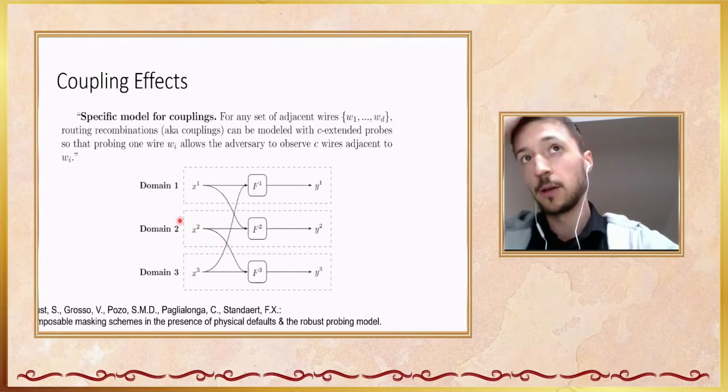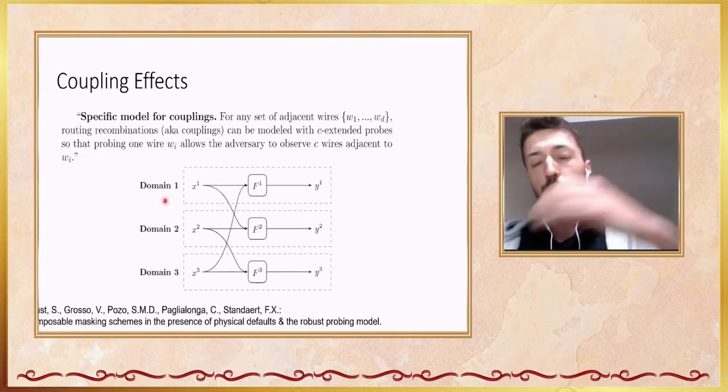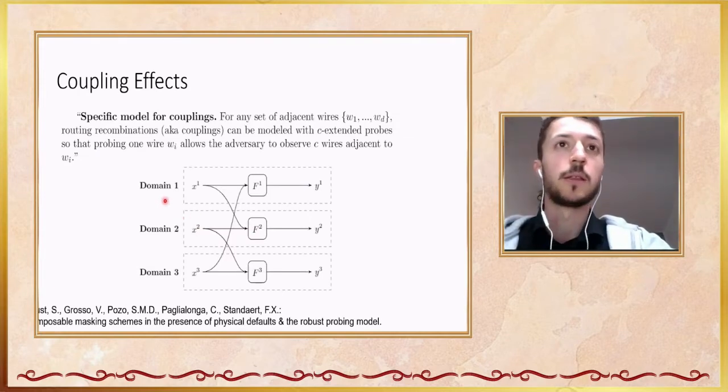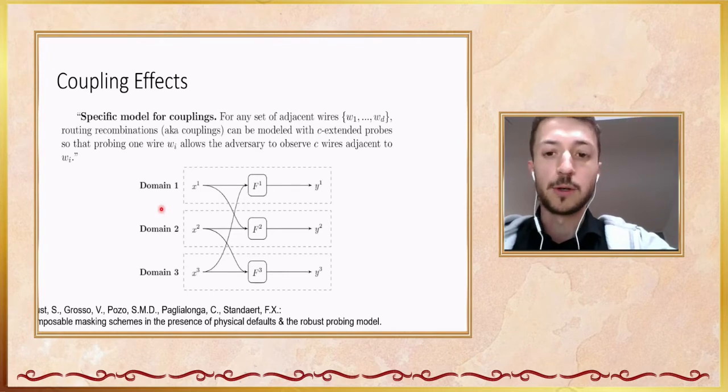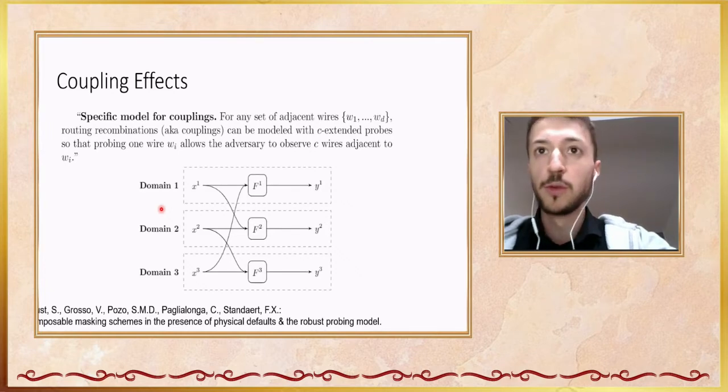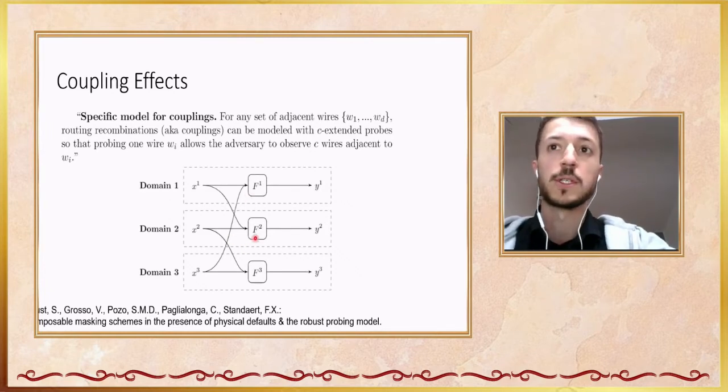We also then included coupling effects. Now, the definition of coupling effects is given by this work from CHES 2018 by Faust and co-authors. It says that if you're calculating several things in parallel and you probe a certain masked function, you don't see just that masked function, you might also see some of the functions that are coupled to it, so some of the functions that have been acting in parallel against it.